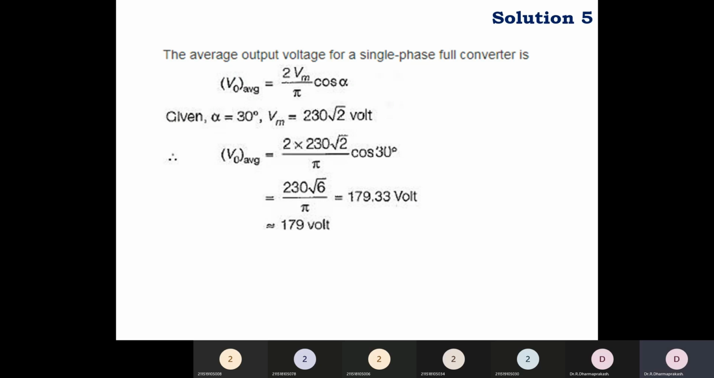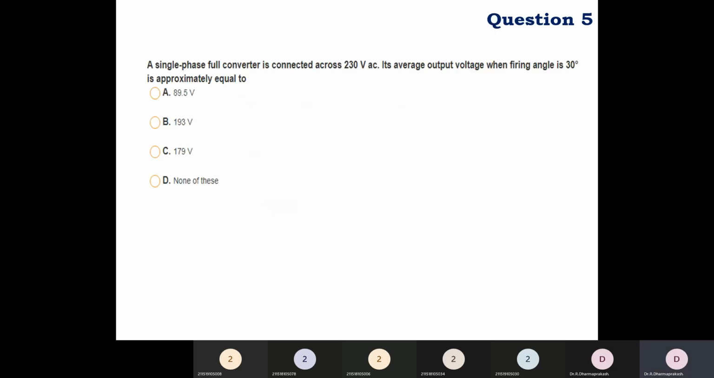Here it is given alpha is equal to 30 degrees, Vm is equal to 230 root 2. So V naught average will be equal to 2 into 230 root 2 by pi into cos 30 degrees, that is given in the question. So 230 into root 6 by pi, that is 179.33 volts. Okay, 179.33 volts, so it is roughly 179. It is the relevant answer.